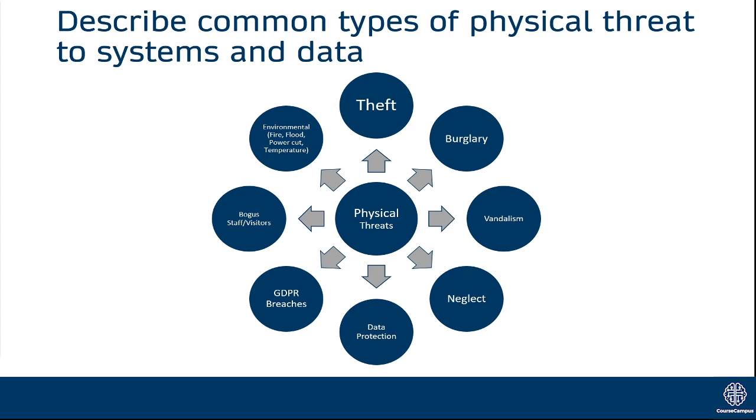You've also got environmental physical threats, so this is something which isn't caused by people. So it could be something such as a fire, a flood, a power cut, a temperature issue, which could all damage the computer equipment. The important thing to remember for this one is it's got to be a physical threat. It can't be a digital threat, so it can't be something that happens on the computer. It has to be something that physically happens to the computer.